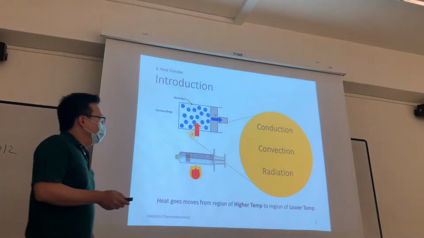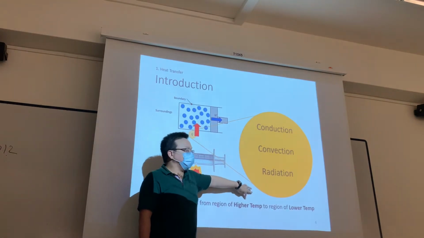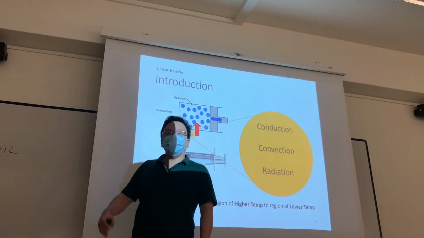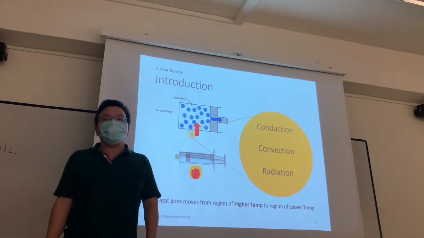Heat obviously moves from where? Higher temperature to lower temperature. This is the direction of heat flow. It always flows from hot to cold. Okay? This part?